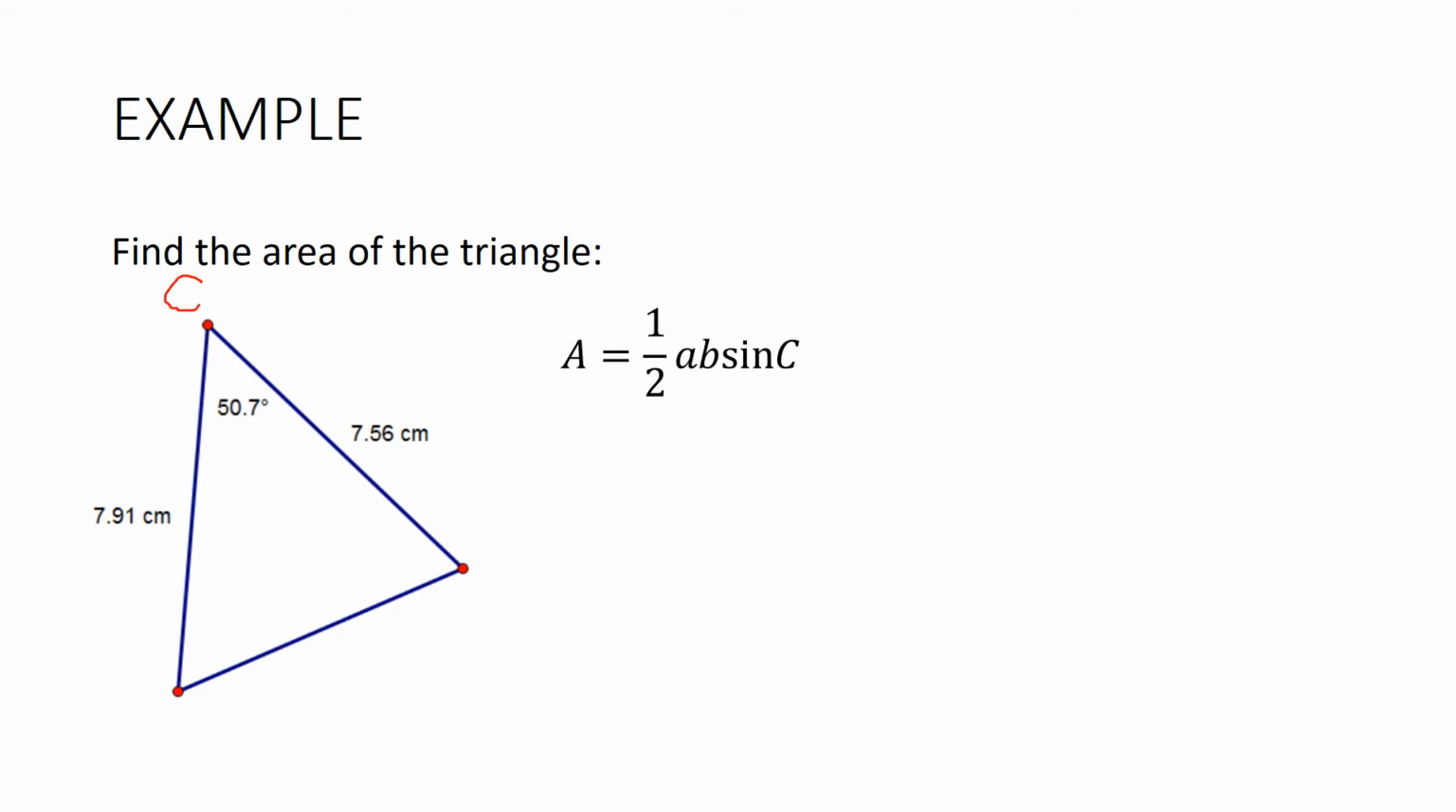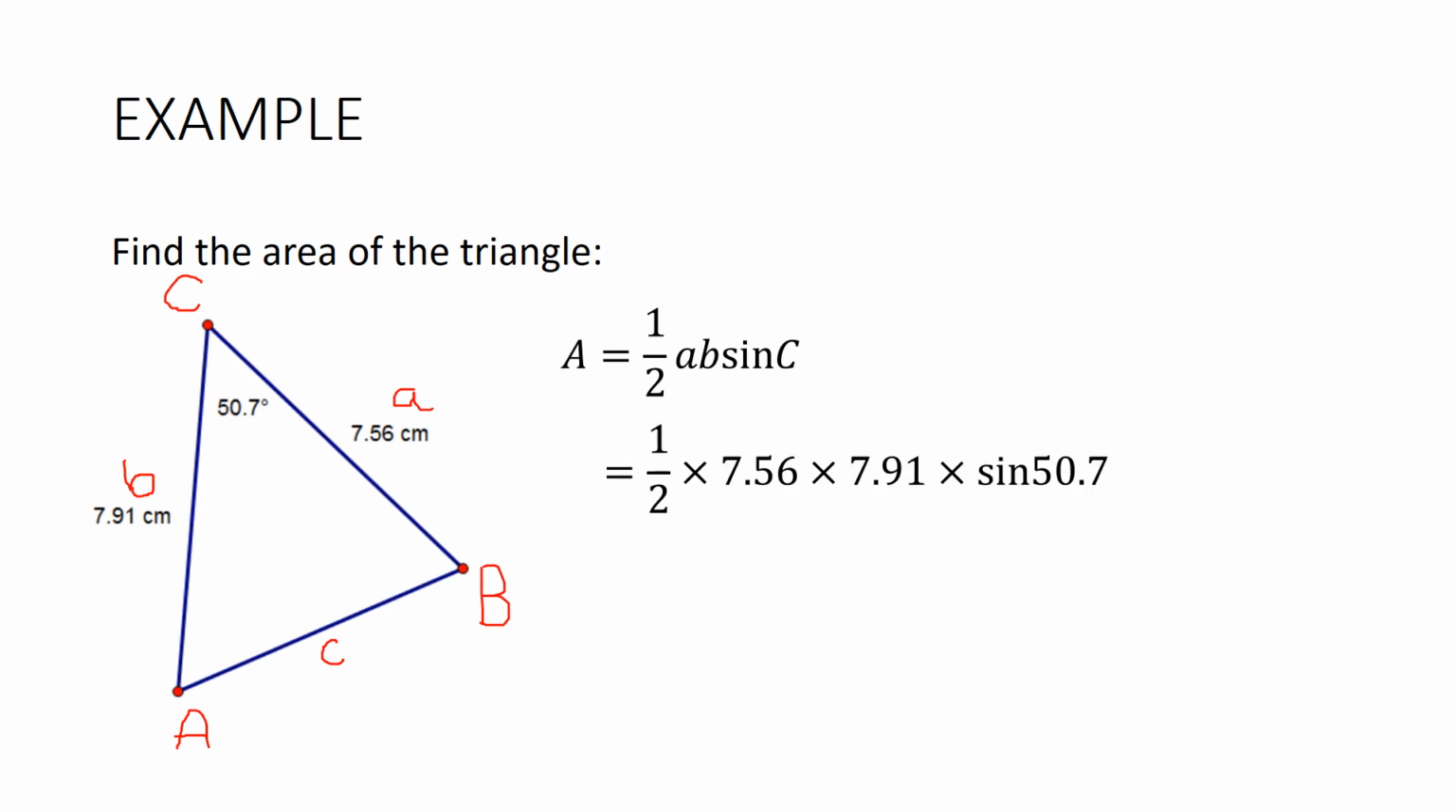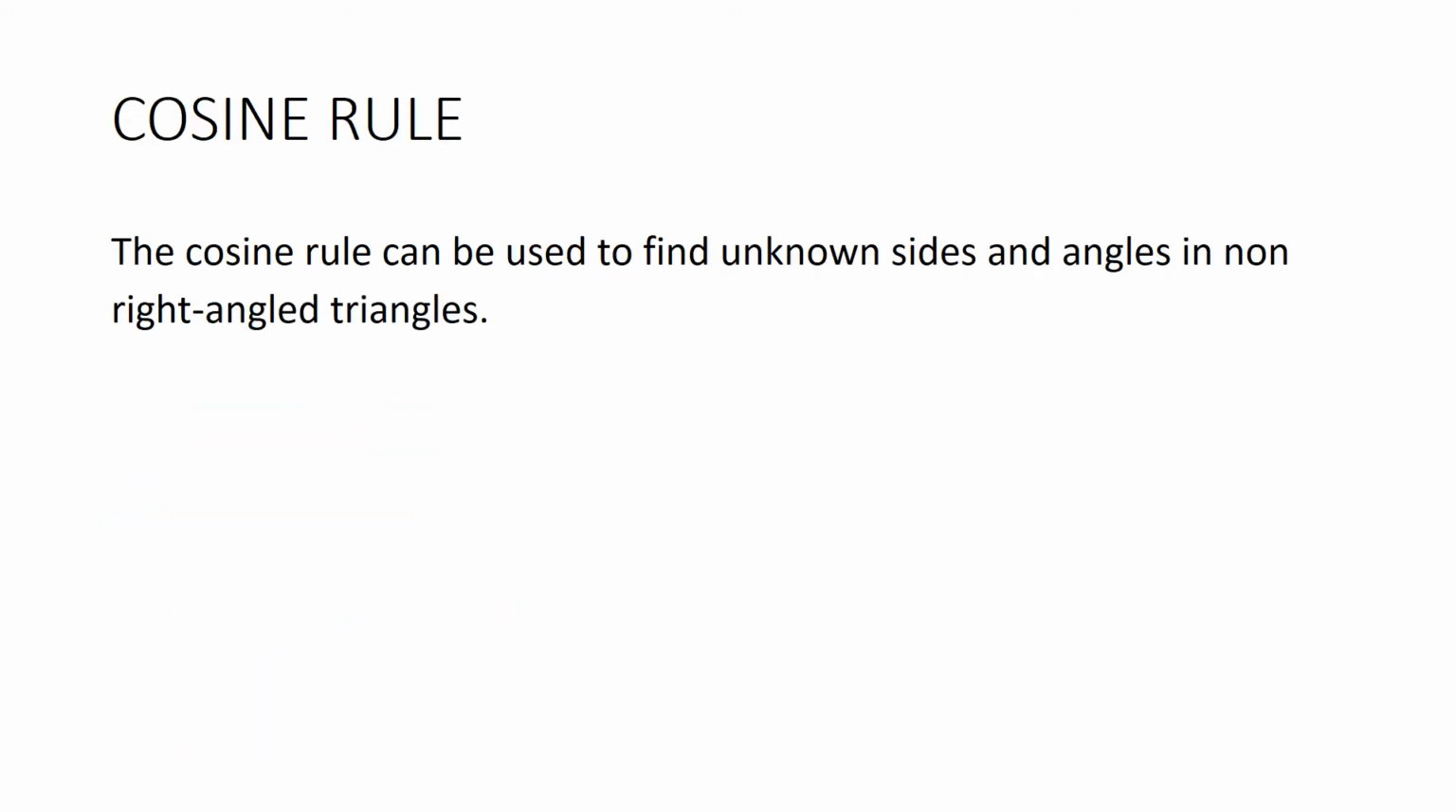Now if you remember way back from year 7, I think you would have learned how to label triangles. Opposite the angle has the same letter. So this is little c. Now I can label the other two however I want, it doesn't really matter. I'm going to label this one here A and this one B. And that means that this is little b and this one is little a. So now I can substitute in the formula. So a half times 7.56 times 7.91 times sine 50.7, and we put it in the calculator and we get 23.1 centimeters squared.